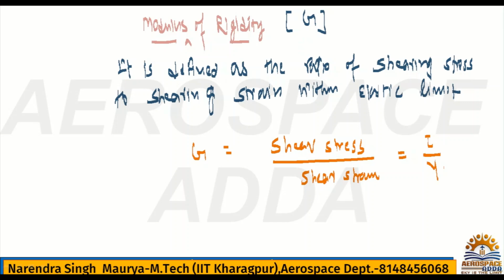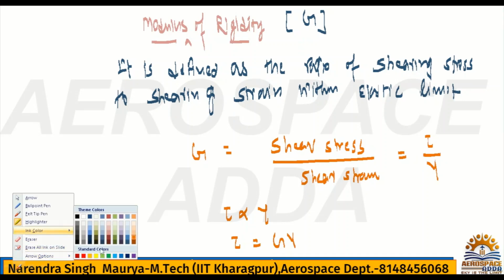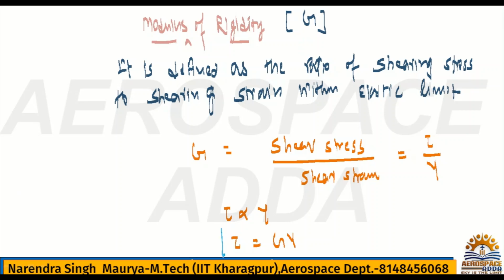Sometimes shear strain is also denoted by phi. It doesn't matter, you have to follow the standard pattern. Shear stress is directly proportional to shear strain. Hence, once you remove the proportionality, you will get the modulus of rigidity, which is a constant, denoted by G. So tau is equal to G times gamma, where gamma is shear strain, and this is valid up to the elastic limit. So this is all about the modulus of rigidity.